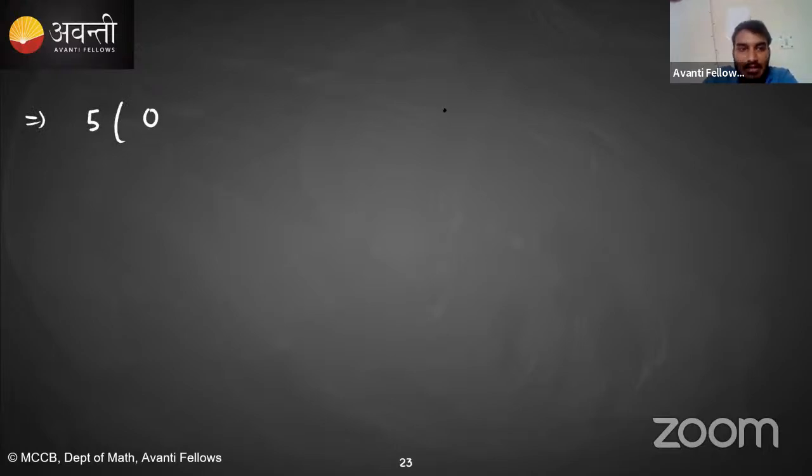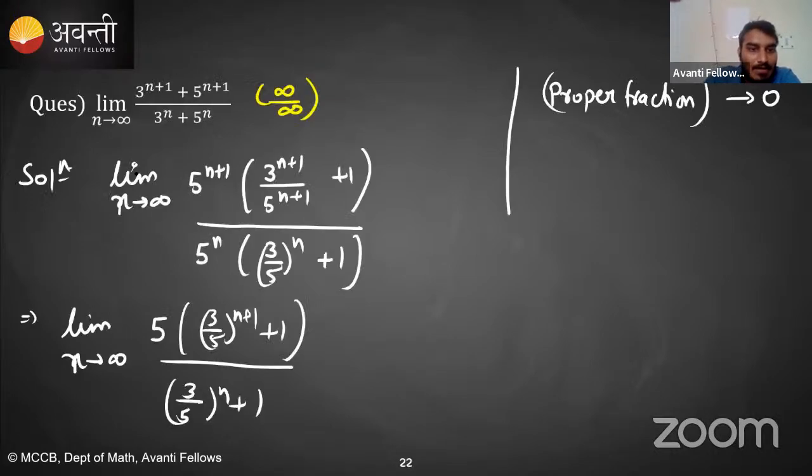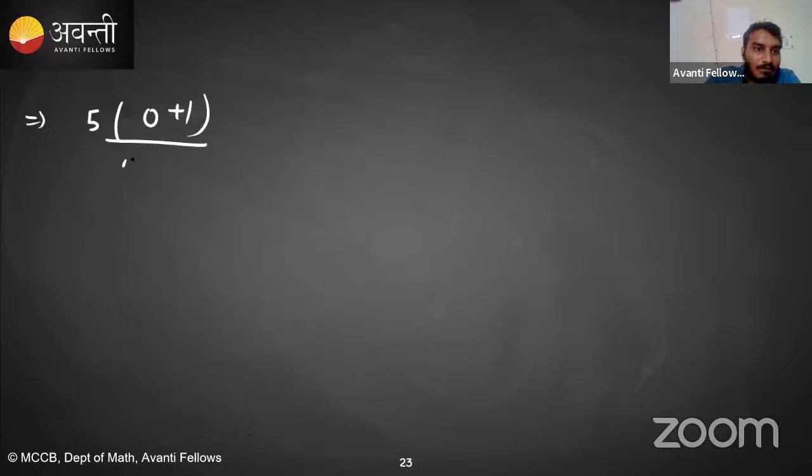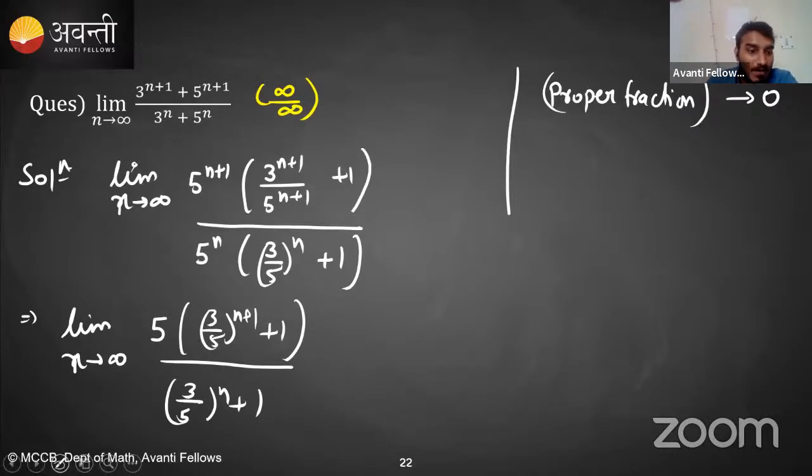Yes, very good, Janu Balari. Yes. 5 into 0 plus 1 divided by 0 plus 1. What is the answer? 5. So that is the answer. Is this clear? So always remember this, okay?